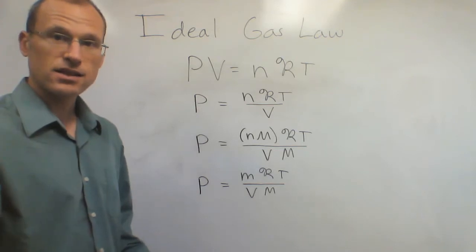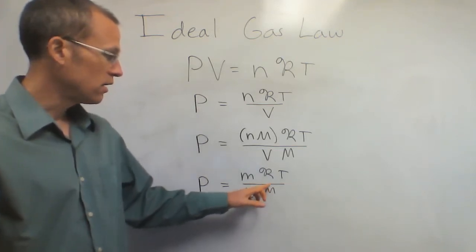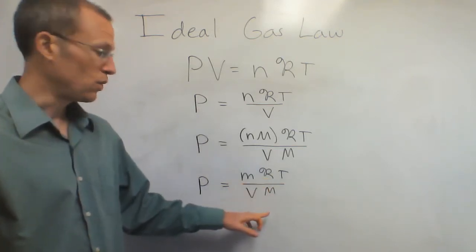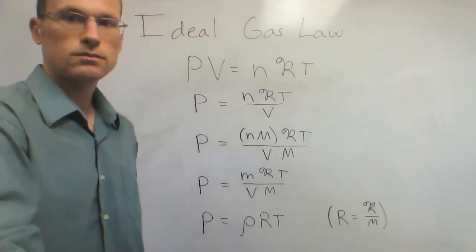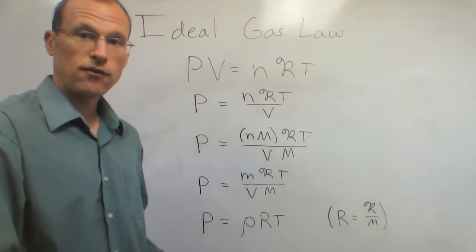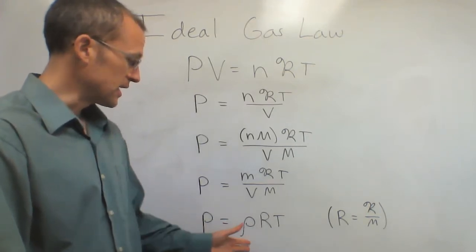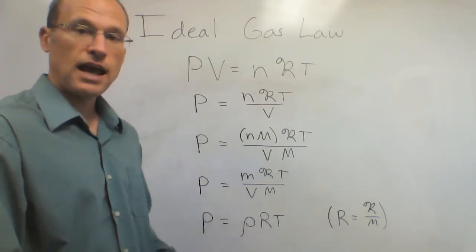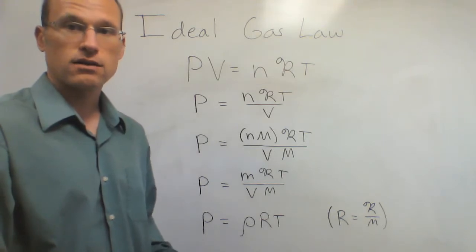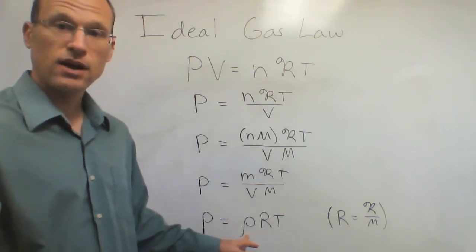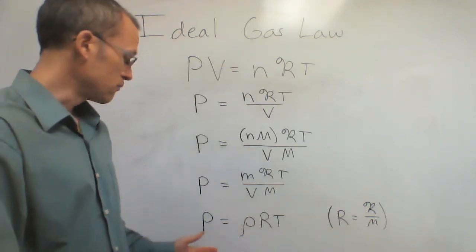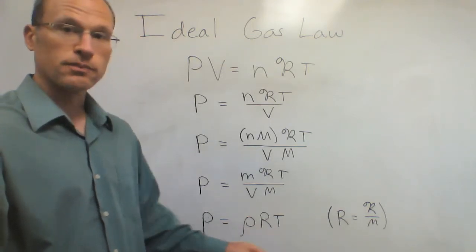Mass over volume, recognize that as density. And then I'm going to combine this universal gas constant with the molecular mass of the gas itself and call that a new constant. So now what I'm left with is that pressure P is density rho times R times T, and that is the version of the ideal gas law that's more useful in fluid mechanics because density is generally what we have, and so I want the density of the gas based on its pressure and temperature.